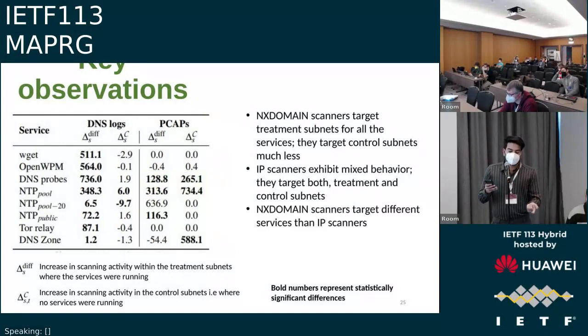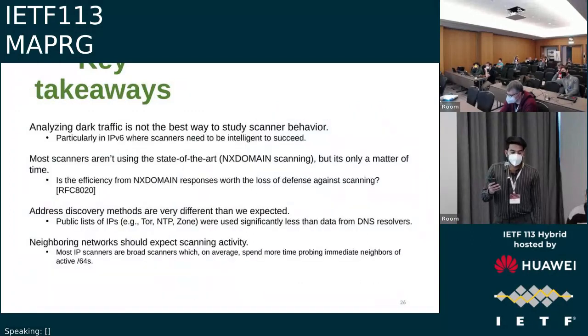And NX domain scanners target different services than IP scanners. So as you can see, all of the services are kind of targeted by NX domain scanners on the left, but IP scanners only seem to care about DNS probes, NTP servers, and DNS zone files. So some of the key takeaways we have are that analyzing dark traffic is really not the best way to study scanner behavior, particularly in V6, where you need to give out a signal that, yes, there is something active going on in this address space to invite those scanners.